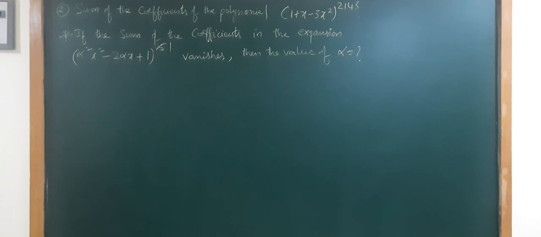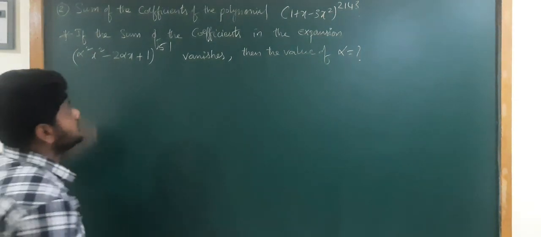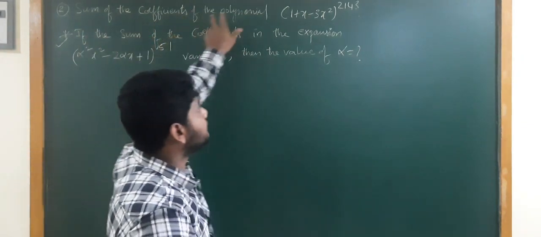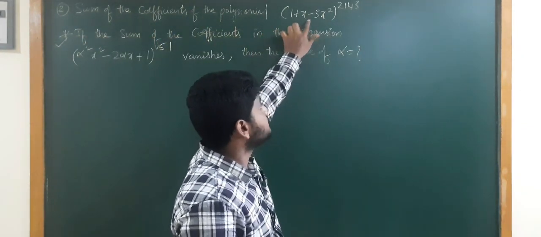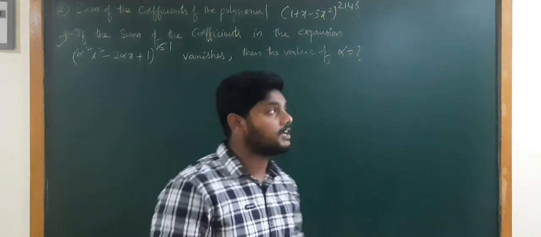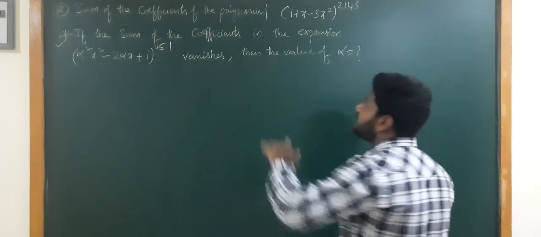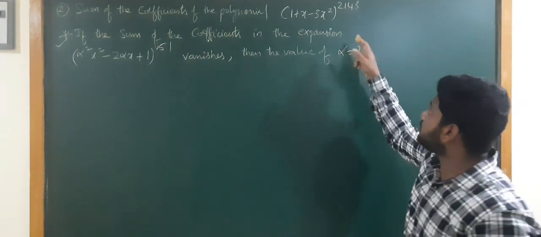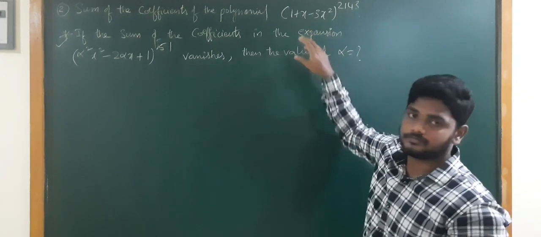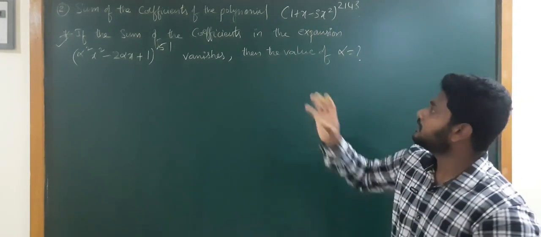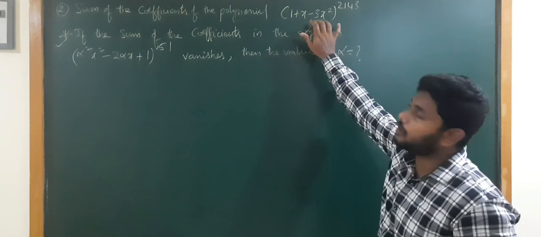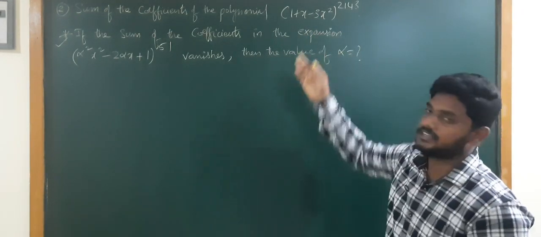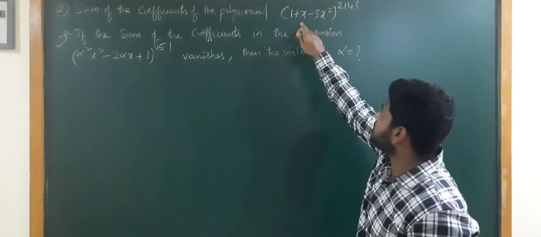Next question. See this. In this second question, this is very important. Now, when it comes to the first one, the sum of the coefficients of the polynomial (1 plus x minus 3x square) whole to the power of 2143. So we need to find the sum of the coefficients. To find the sum of the coefficients, we have 2143C0 and so on, those are binomial coefficients, right? Now, if you want to find the sum of the coefficients of this polynomial, we have a formula, that is substituting x equal to 1. Easy one.